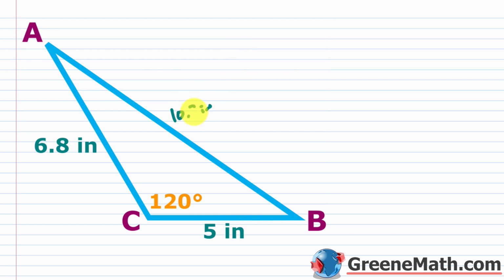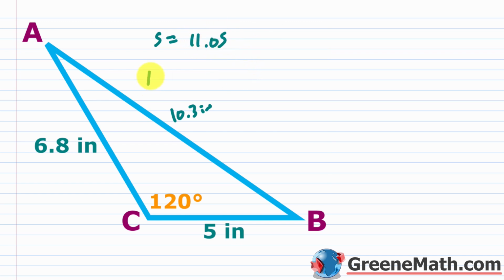So now that you have that, again, you can use Heron's formula and say that S, the semiperimeter, is 1/2 times A plus B plus C. So 5 plus 6.8 plus 10.3, that's going to be 22.1. So let's do the multiplication, and I get 11.05. So let's put that in there.